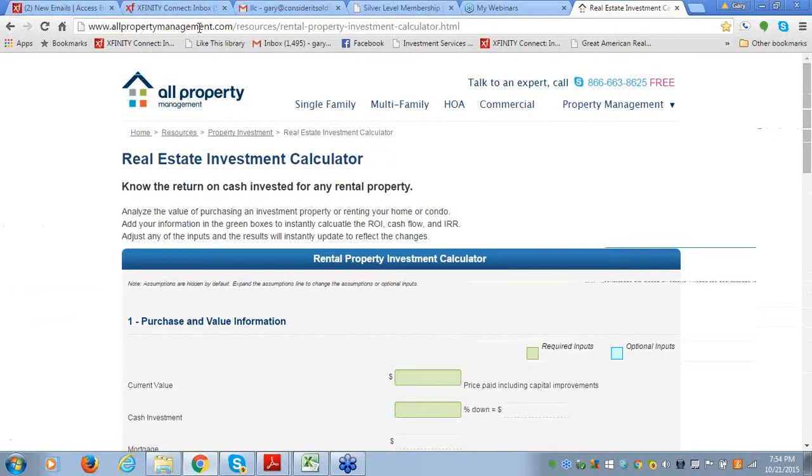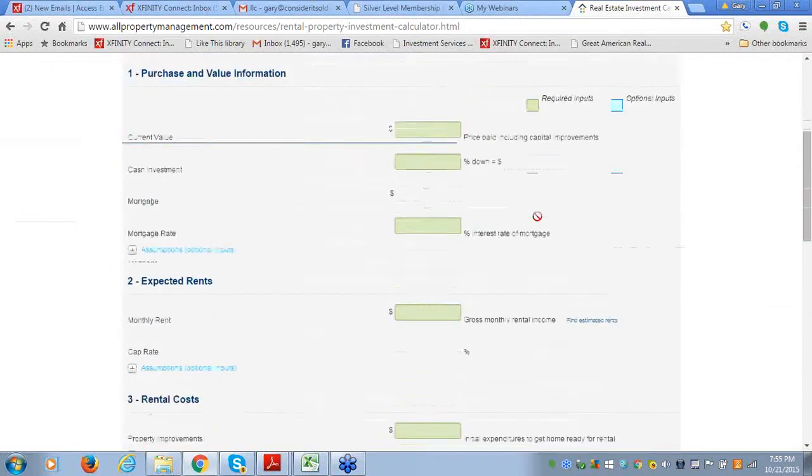So if you want to jot this down while you're looking at this screen, go ahead and write it down. Or if you want to take a screen image on your computer, you can download software to take a screenshot, and you'll capture this link or URL. In any case, let's just play with this a little bit. I'm going to bring this up. Price paid, including capital improvements. By the way, the last formula is used for flips. This calculator is used for rentals.